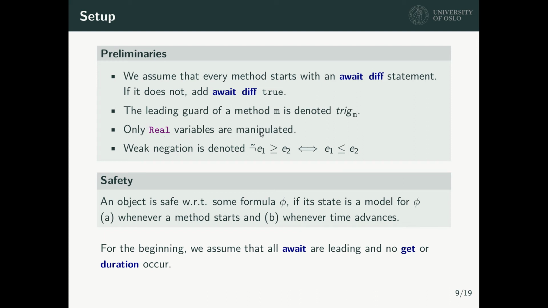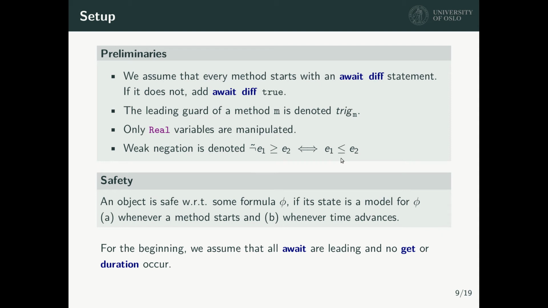We assume that only real variables are manipulated, which is needed because we want to translate it into differential dynamic logic, and it does not have data types, it only has real variables. And just a notation, weak negation is denoted with this tilde over the negation, and it acts exactly the same as a normal negation, except that if you negate a weak inequality, it preserves the event boundary.